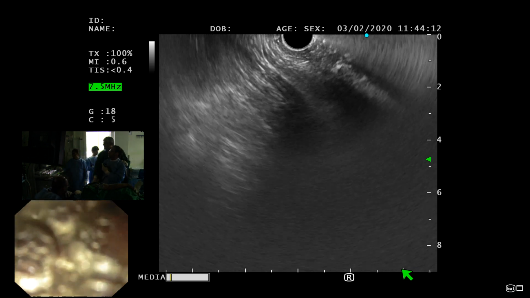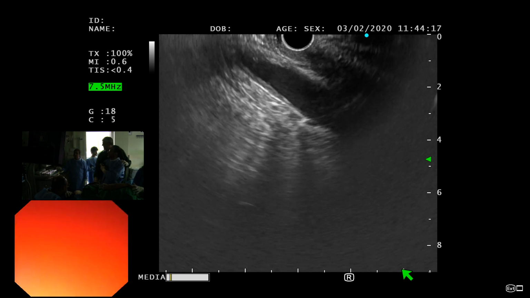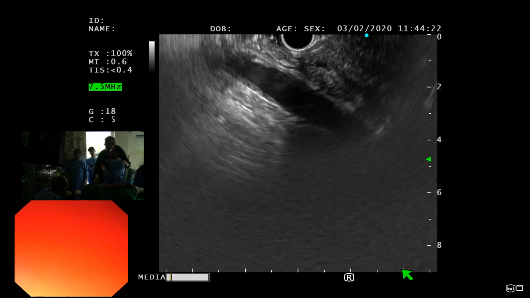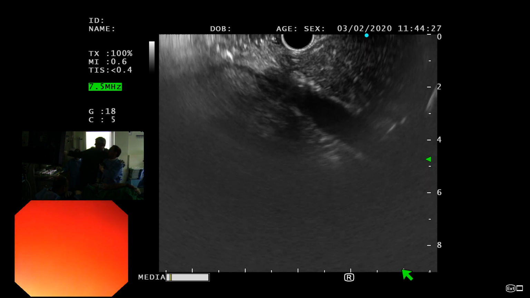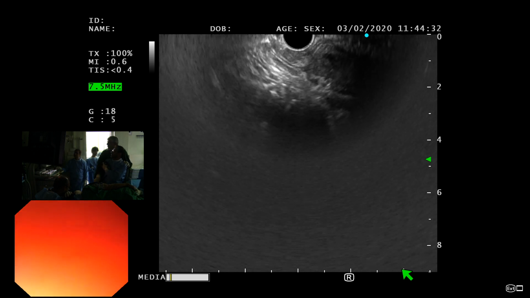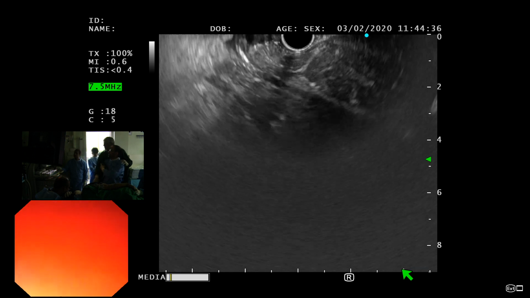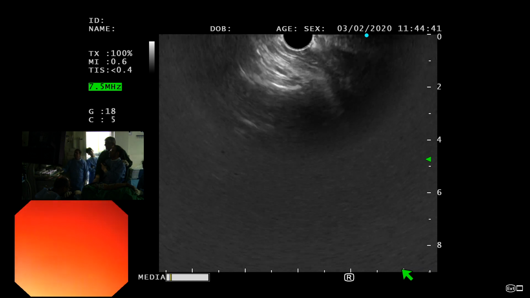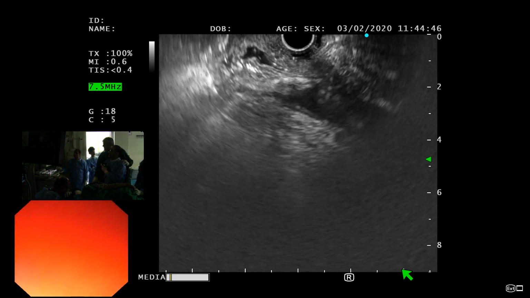Pull back a little bit and clockwise. There you have the duct coming. Pull back, pull back. That's your CBD. You want to follow it. If you want to go anticlockwise, you'll go this way. If you go clockwise, you're going to go towards the duodenum. So if you want to go that way, we need to pull back. Let go of your wheel a little bit, tip down, and then pull back a little bit. No, clockwise. Keep your rotation.